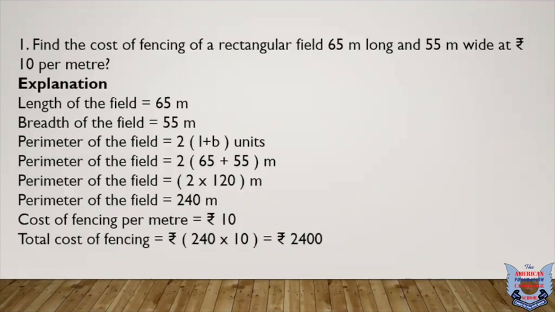If a meter costs 10, you'll add both the length and the breadth and multiply by 2 to get the perimeter. When you get the perimeter, you multiply by 10. Why? Because the perimeter is the total length, and if 1 meter costs 10, then how much will 240 meters cost? You just multiply and get the answer.